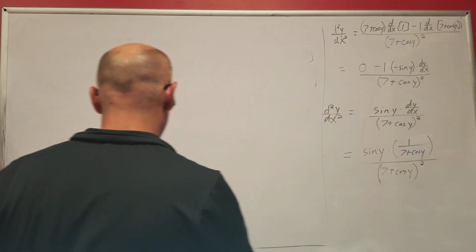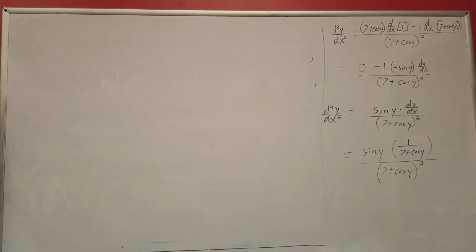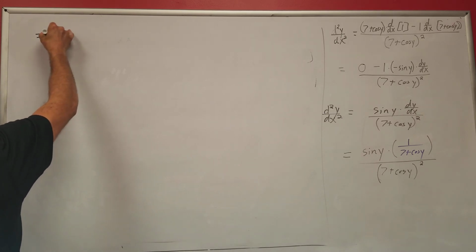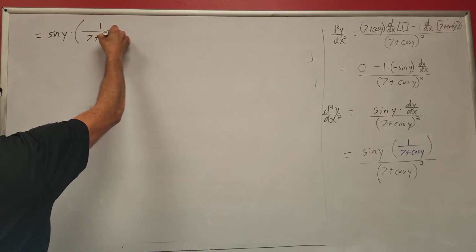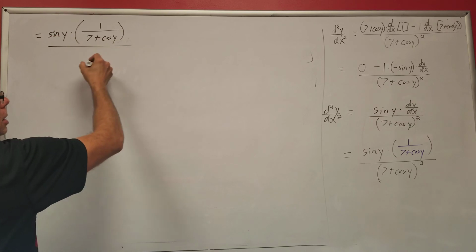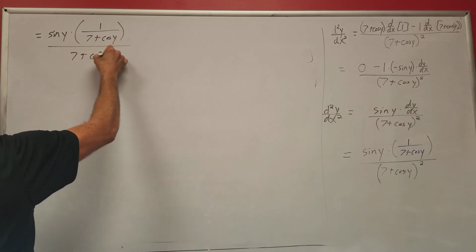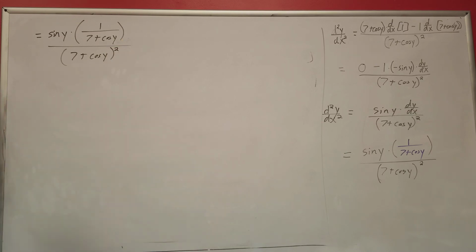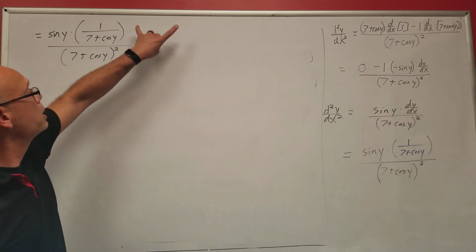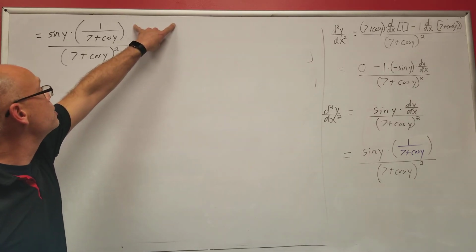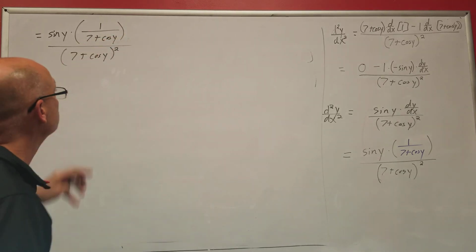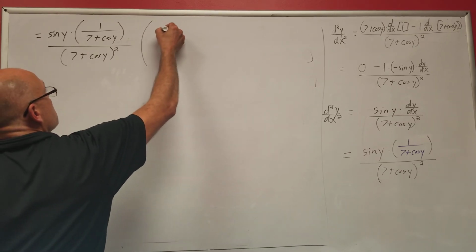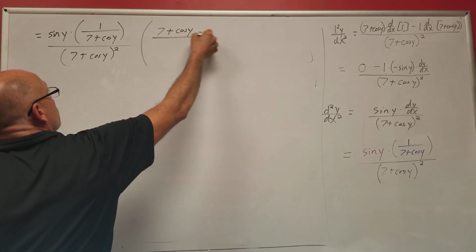Yeah, let me go ahead and write this over here, okay? Kind of out of room. So let's see, what do we have right here? We have sine of y times 1 over 7 plus cosine of y, all over (7 plus cosine of y) quantity squared. Just recopy. Now, how do I fix the fractions over the fractions here? Well, one way I could do this is I could multiply by 7 plus cosine of y here and here, and then 7 plus cosine of y would divide out right there. So let's do that. Let's multiply this by 7 plus cosine of y over itself.